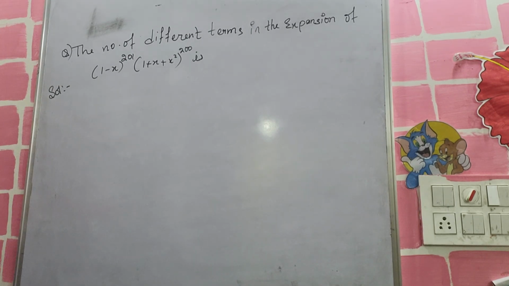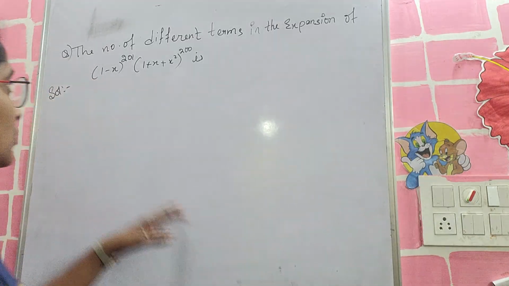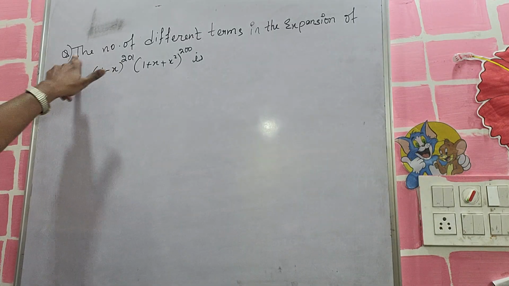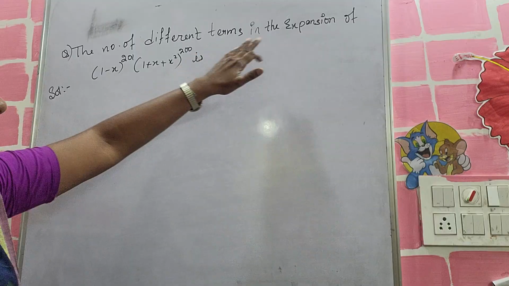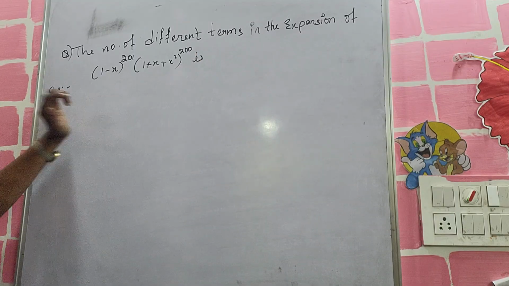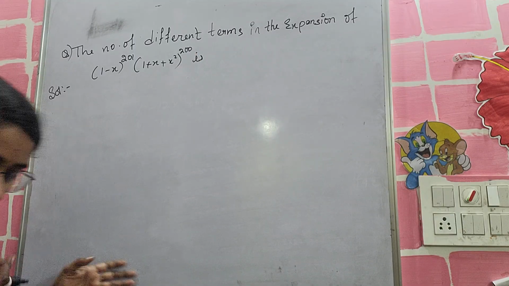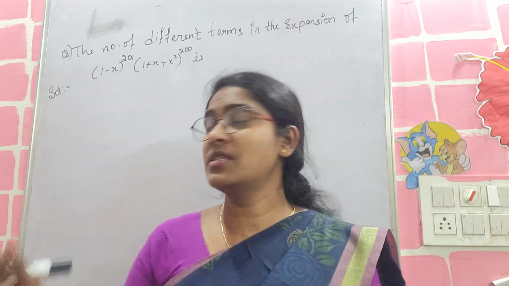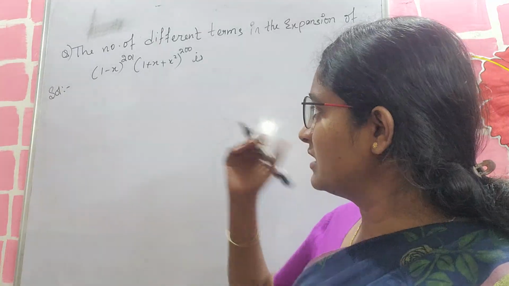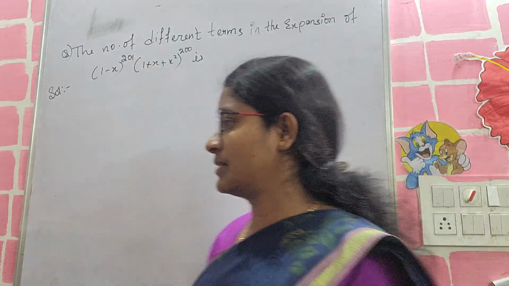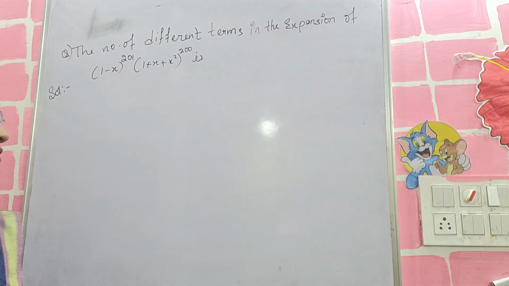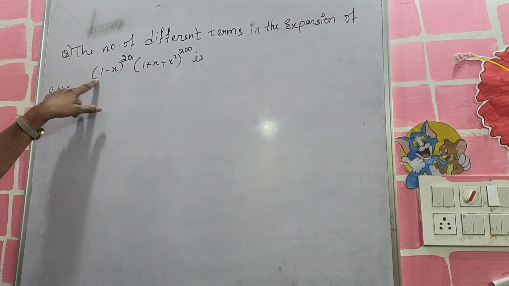Here we'll do one problem and then we'll go for the explanation for the next topic. Okay. So here they are asking us the number of the different terms in the expansion of this. So how many terms particularly are they asking? Number of the terms in this expansion. So this is different and this is different. So here it is not like simply 1 minus x.